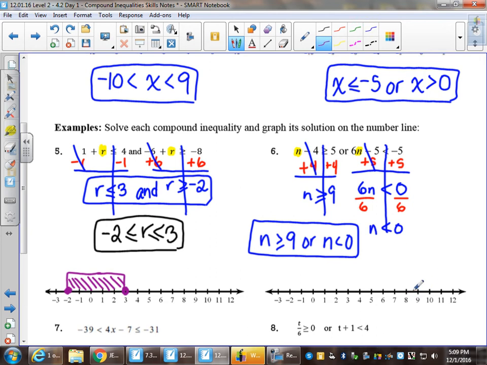N is greater than or equal to 9. That'll be a solid dot to the right. N is strictly less than 0. So open circle on 0, less than is to the left, and we're done.